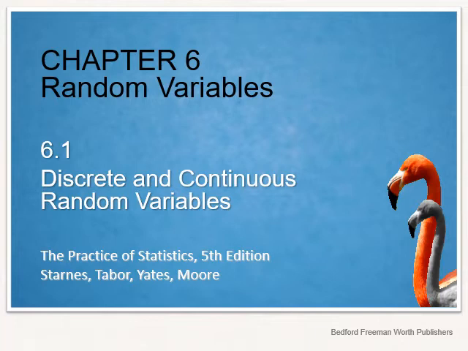Okay, so a random variable is just going to be a variable, but the value of that variable is going to be determined by some random process. So that's why we refer to them as random variables.